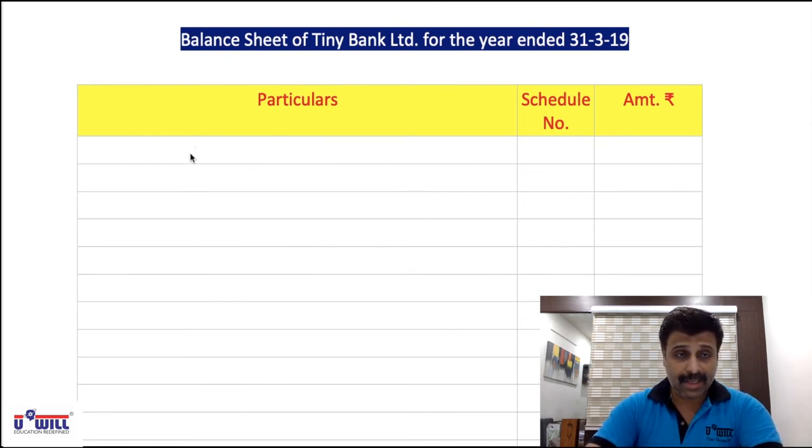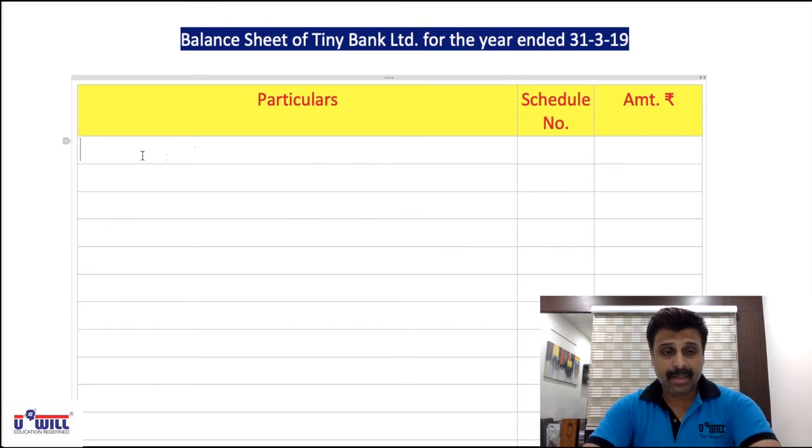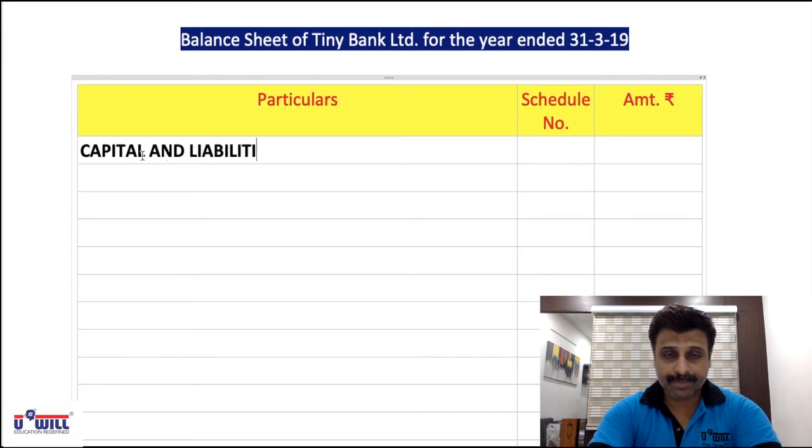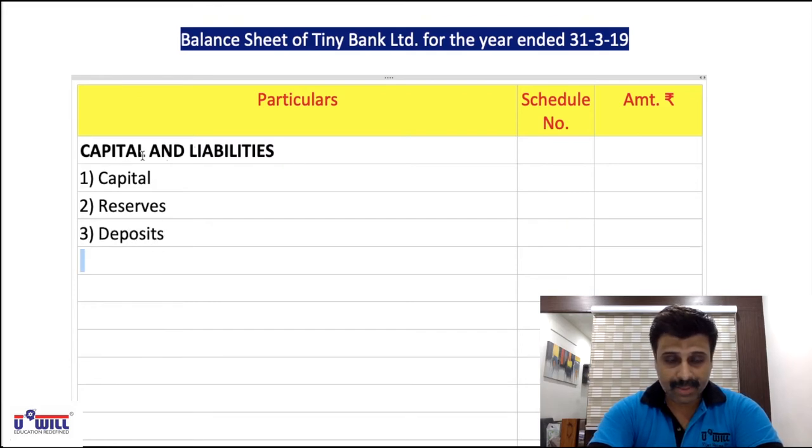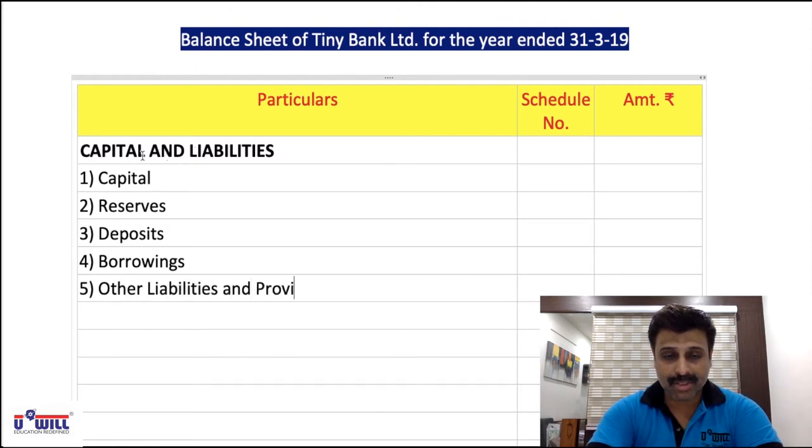So first we will make the format completely in detail. All of you must remember the shortcut trick for that. First give the heading Capital and Liabilities. Within that we had: first capital, C stands for capital; then reserves; then deposits; then borrowings; then other liabilities and provisions.